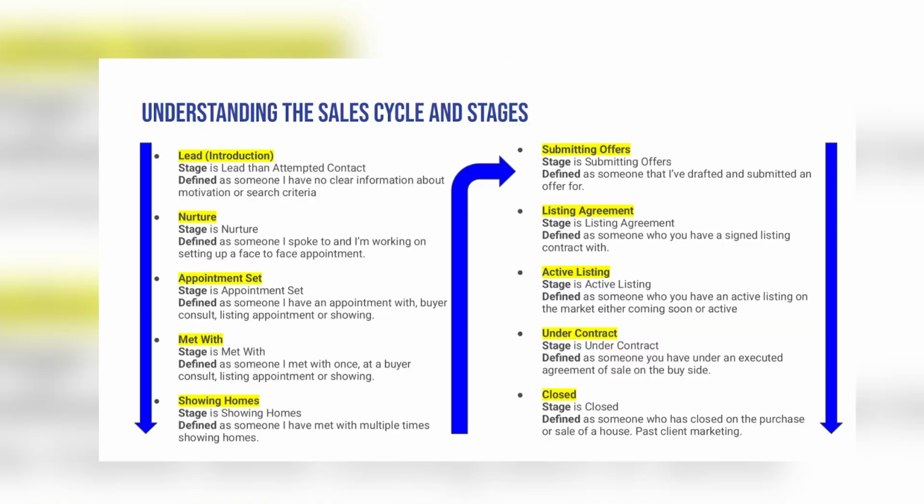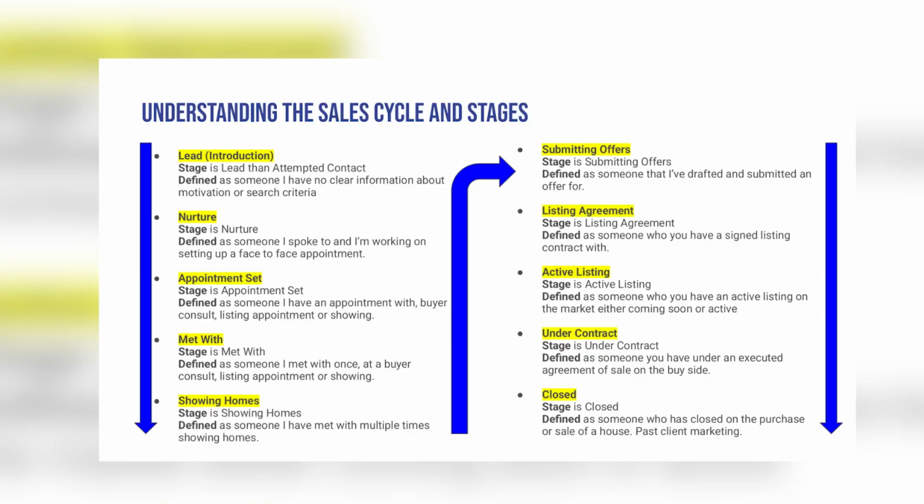So there's 10 total of these. All 10 may not apply. Showing homes, right? You're meeting with someone more than once. You're showing multiple properties to them. They're out actively searching for a new property. Pretty clear. Submitting offers. You're writing contracts to purchase homes. It takes some time. And that you've drafted and submitted an offer for a purchase of real property.